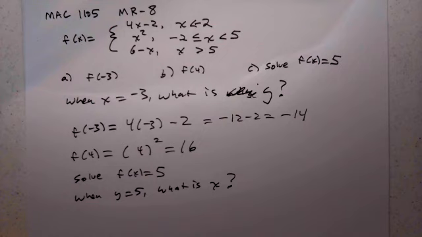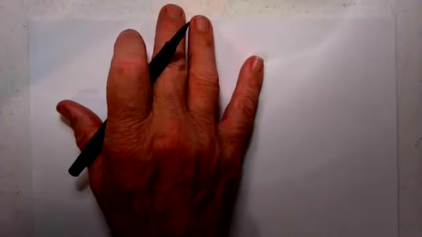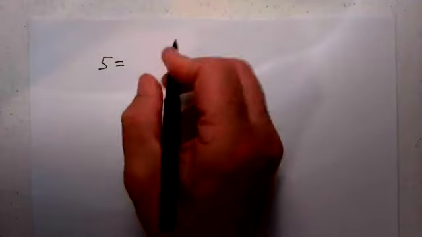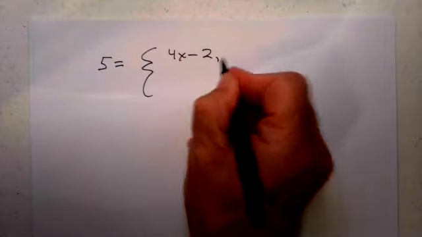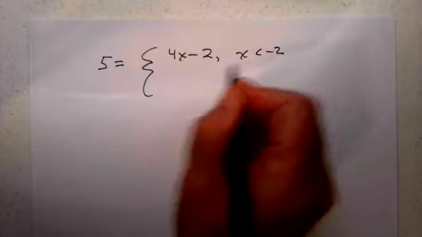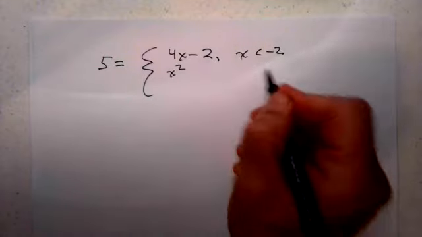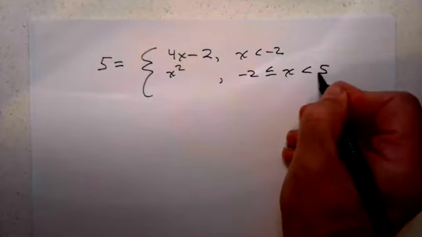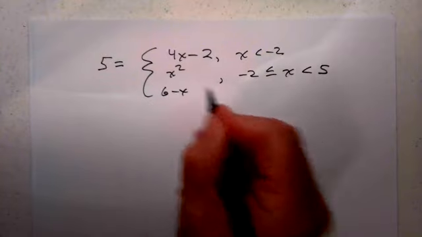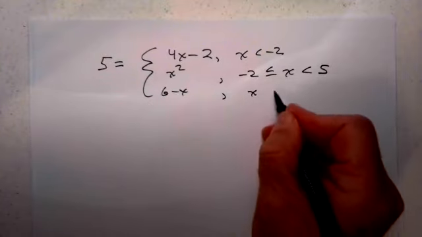But if y is 5, what is the x value? So basically replacing 5 with f of x. So what I'm going to say is 5 equals what? 4x minus 2 if x is less than -2. Might that work? X squared if we have -2 less than or equal to x less than 5. 6 minus x if x is bigger than 5.